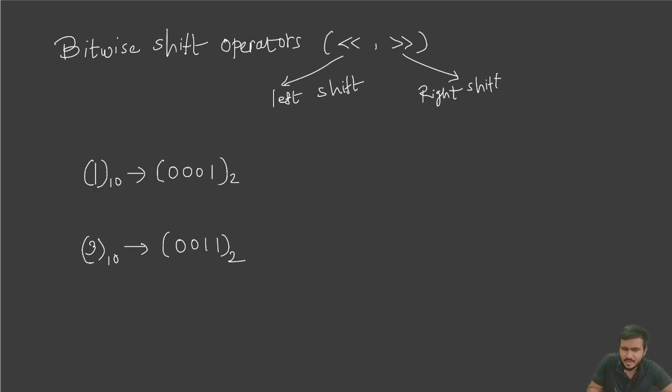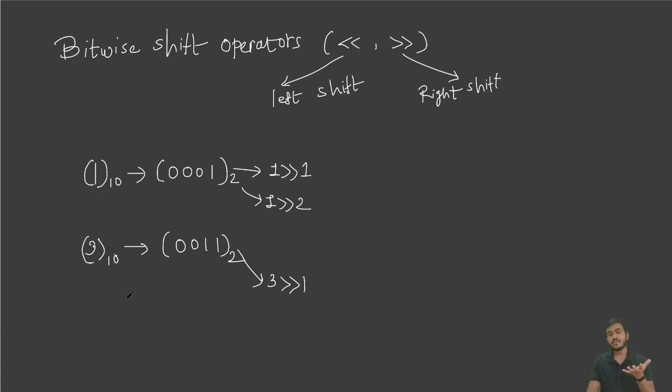For our example, let's say I want to perform right shift of 1 by 1 position. Similarly, let's say I also want to perform right shift of 1 by 2 positions. And for 3, let's say I want to perform right shift of 3 by 1 position.